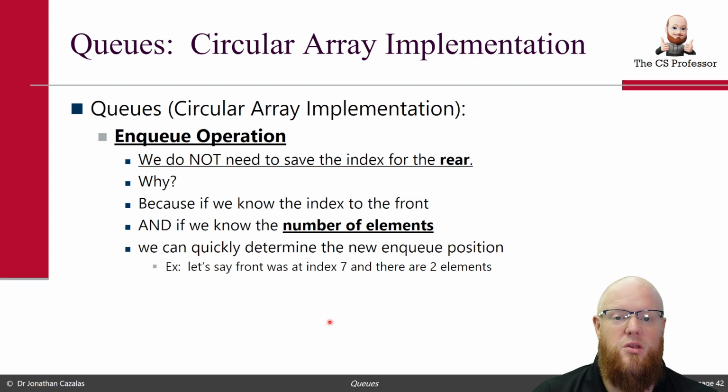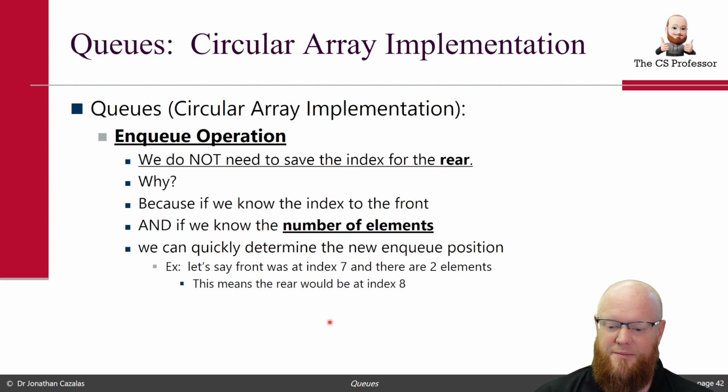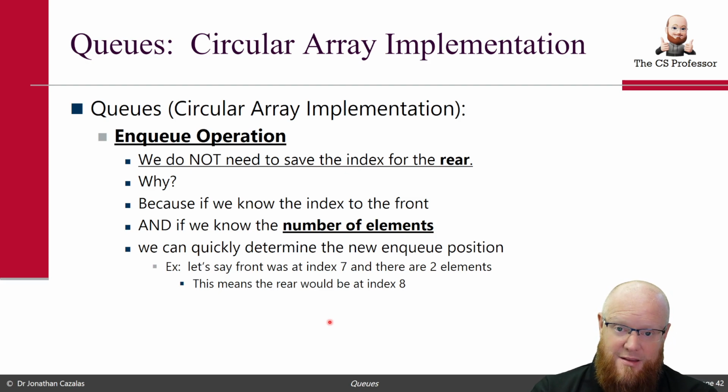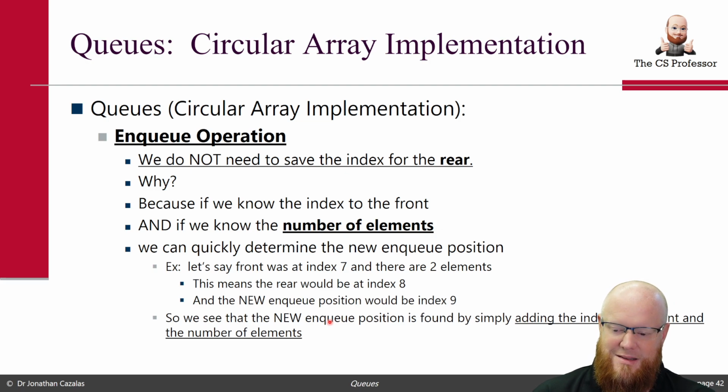When we go to enqueue another value, which index will we be enqueuing at? Pause the video, think about that. When we do our very next enqueue, which index will we enqueue at? And the answer is 9. Because if we have the front at index 7, and we only have 2 items, that means the first item is at index 7, the next item is at index 8, therefore the next item that needs to get enqueued into our queue would go at index 9.